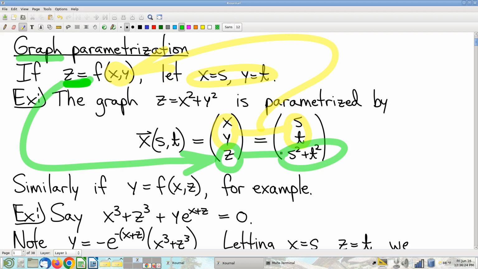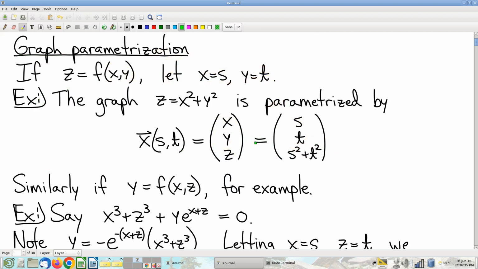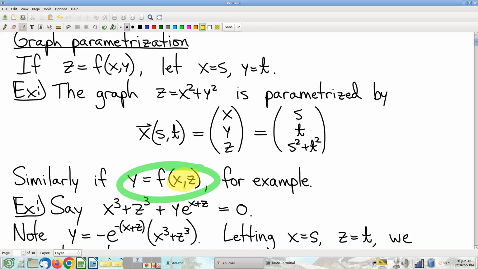Everybody see this? The same trick, right? As parametric curves, graph parameterization. Same trick, just adapted to this new circumstance. Okay. All right, now in this example, I had z being a function of x and y. There's nothing magic about alphabetical order. You can have any variable being a function of the other two. Doesn't matter. Same rule applies. Whichever variables are your input variables, let those be your parameters.